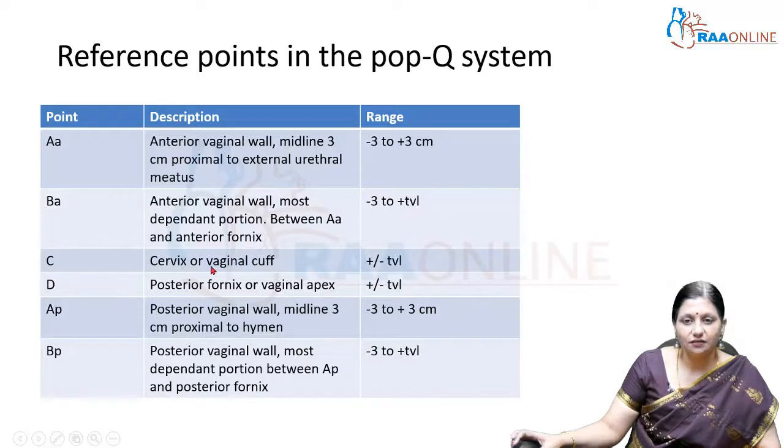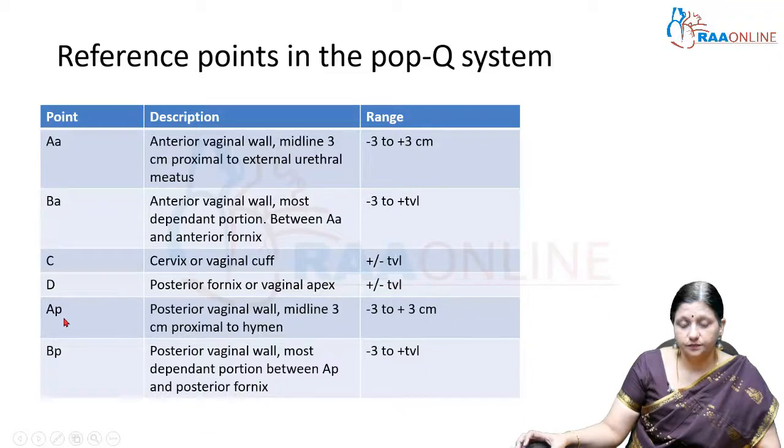And C is the cervix or vaginal cuff. The cervix will be there in a patient on whom hysterectomy has not been done, whereas if the patient has already been hysterectomized, point C will be the most plus or minus TVL, or the deepest point in the vaginal cuff. And D is the posterior fornix or the vaginal apex, which corresponds to the attachment of uterosacrals on the vagina, or there is a small dimple at the uterocervical junction where the uterosacral attaches.